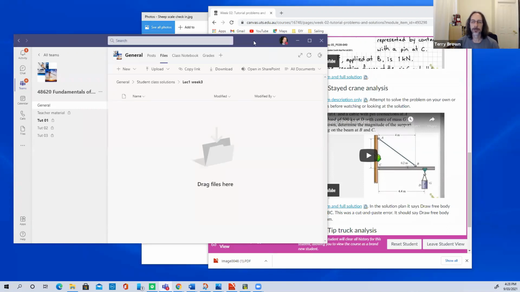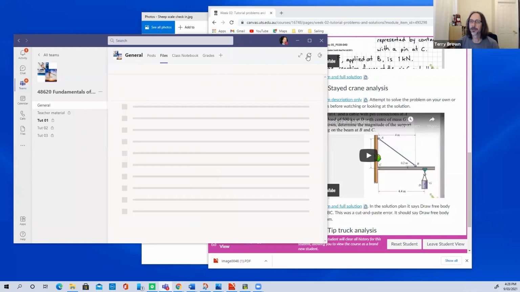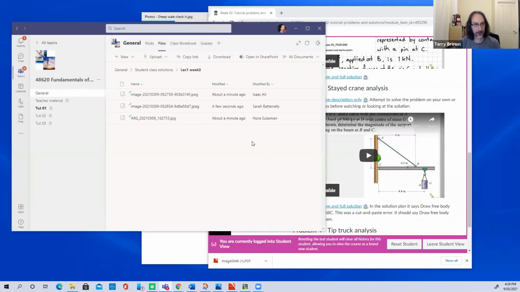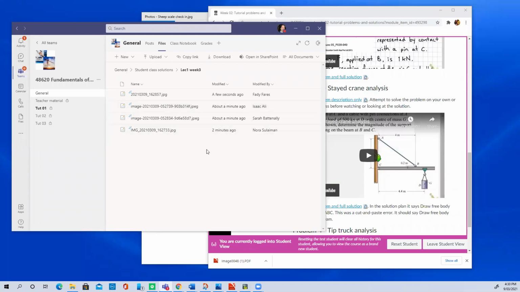Don't forget to upload your solution when you're done. Okay, we've got a couple there. Thank you. I can look at what people have done, and usually the errors that people make, I've seen them dozens of times before. It's very rare that I come across a mistake that I haven't seen before, so don't worry about getting things incorrect. It helps me to help you if I can see where you're at. Otherwise, I'm just guessing where you're at.